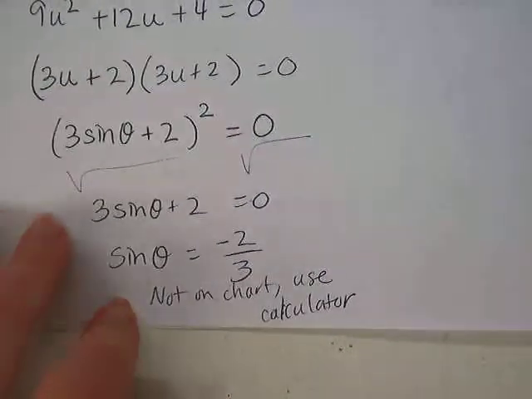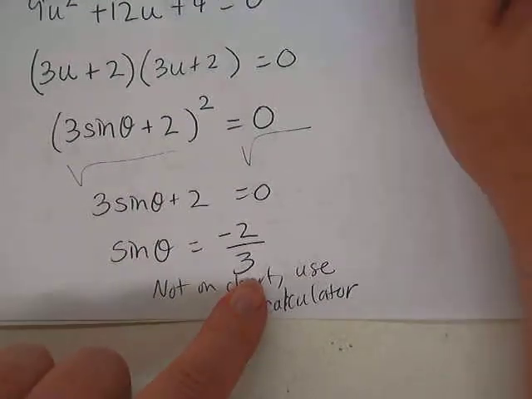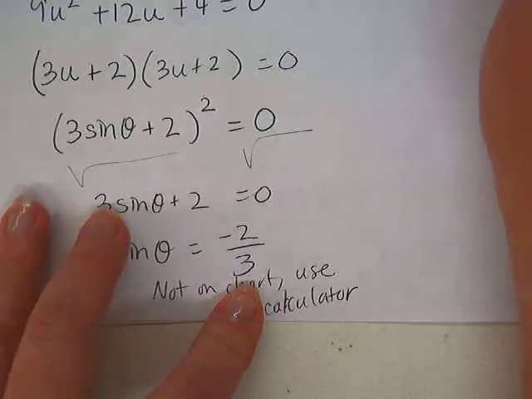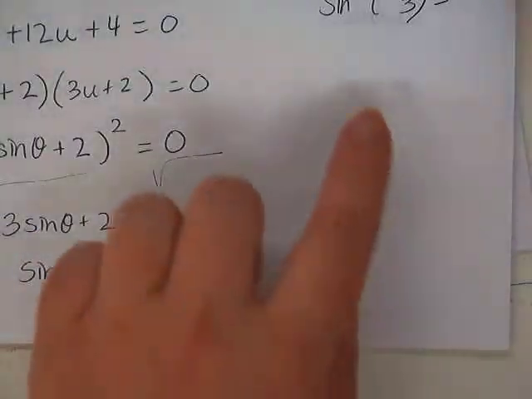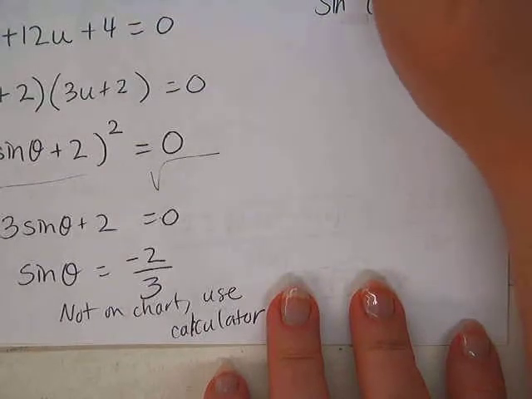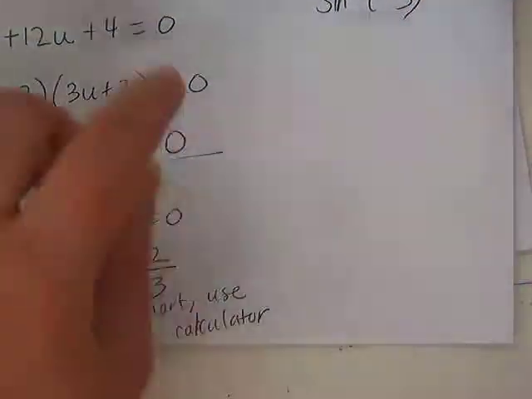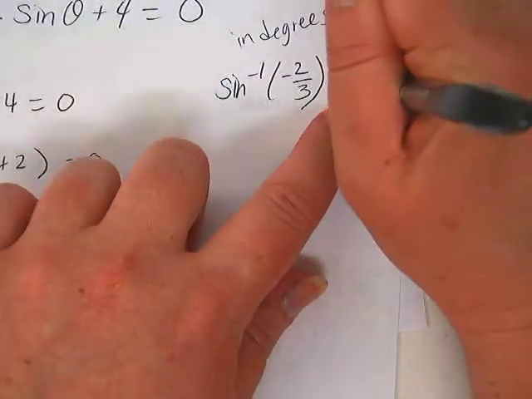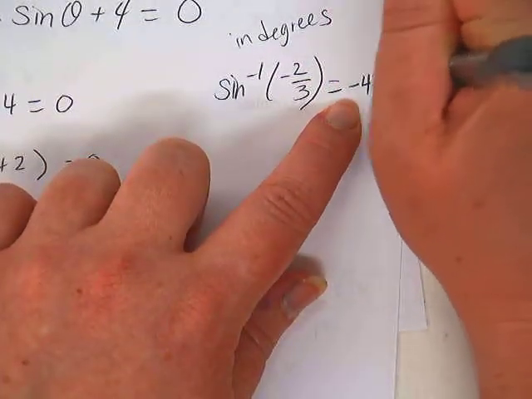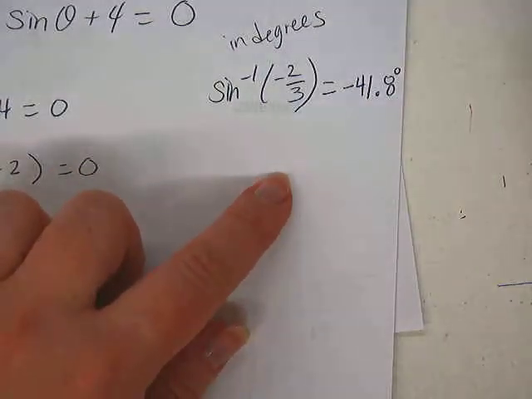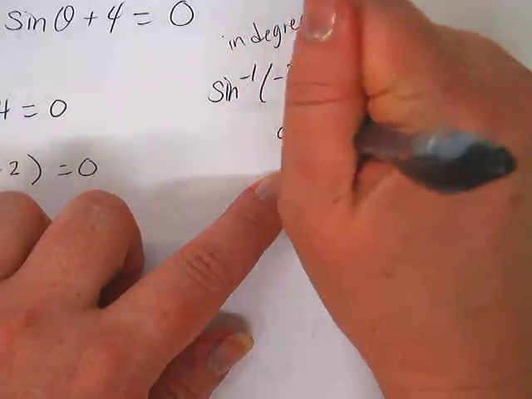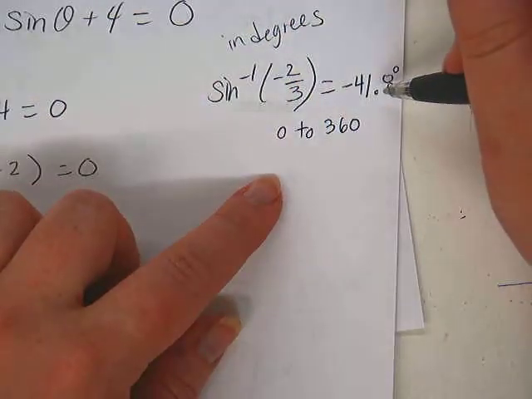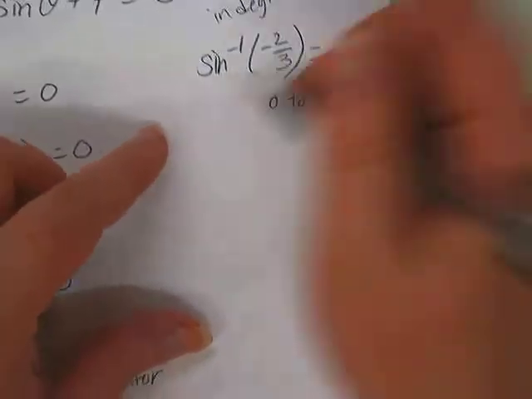The instructions say to find the angle from 0 to 360. So we start by doing the inverse sine of negative 2/3. What do we get? Make sure your calculator's in degrees. Isn't it a negative? So when you plug this in your calculator, you should get a negative 41.8 degrees. But we want our answers to be from 0 to 360. What's wrong with that? It's not from 0 to 360.